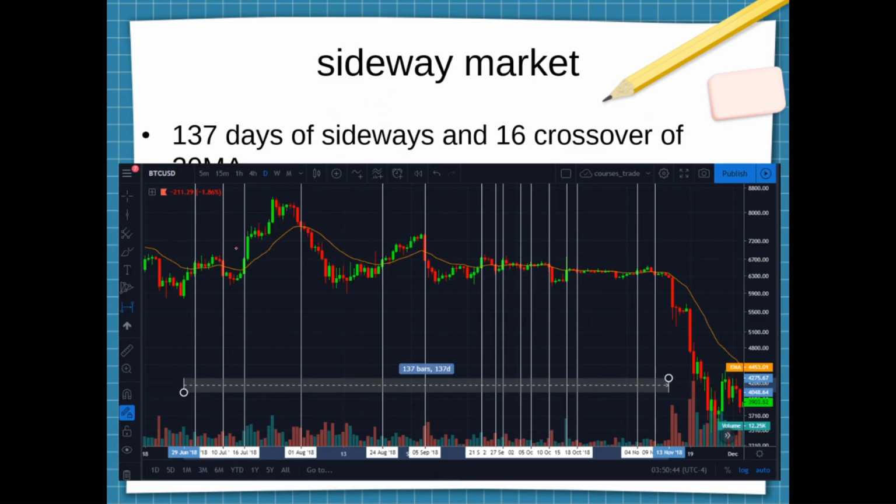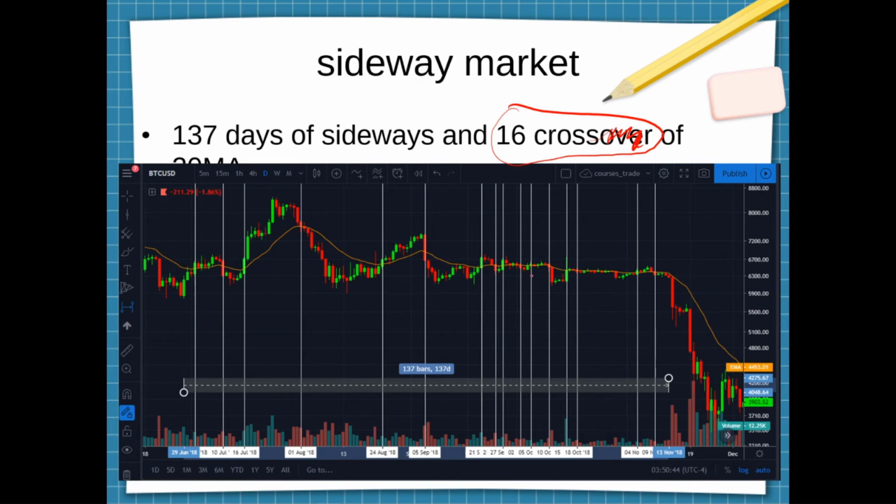That's an example. This is a 20 moving average. This is Bitcoin daily time frame. Now think about it. We have 137 days and 16 crosses, not crossovers, 16 crosses. So imagine we've been there. Look at all these crosses.